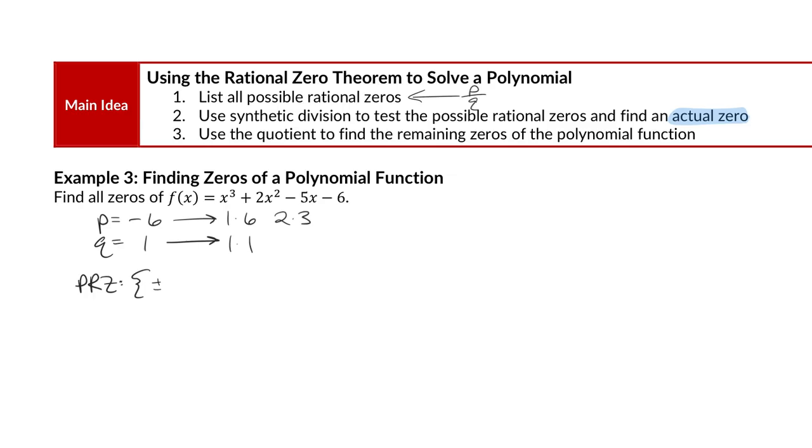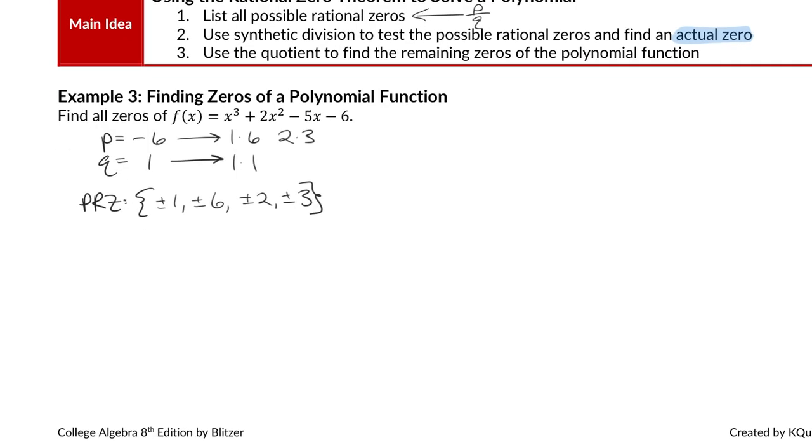We're going to call this plus or minus 1, plus or minus 6, plus or minus 2, plus or minus 3. We have 8 options here, and none of them are fractions, which is nice. One of those 8 options, or a few of those 8 options, should perfectly divide into this polynomial. So that's what we're going to start testing. It's a trial and error situation.